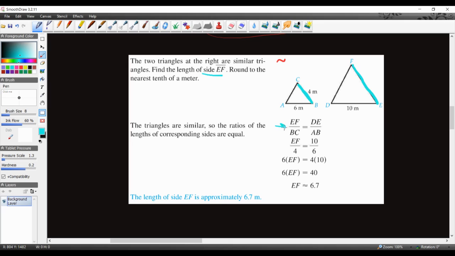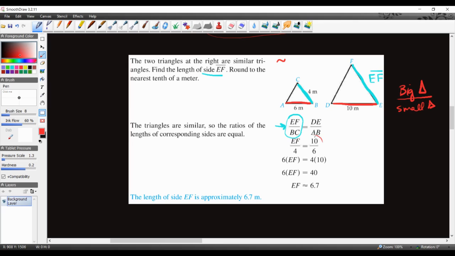So you can see that right here, EF over BC. We can leave it as EF. We also know since they're similar, the other sides must match as well, which means that AB must match up with DE. Since I did EF, which is the bigger triangle, on the top, then the small triangle measurements will be on the bottom. So when you are doing these problems, you have to keep that consistent. So here's DE, which is this piece, the 10, and AB would be the 6.